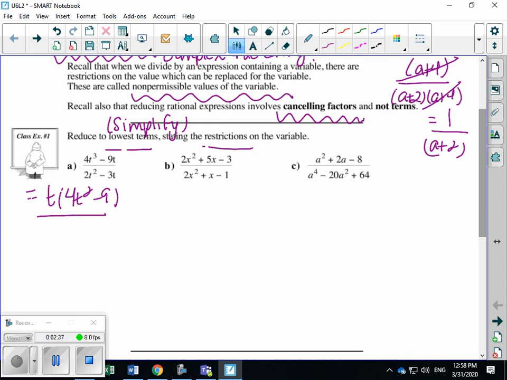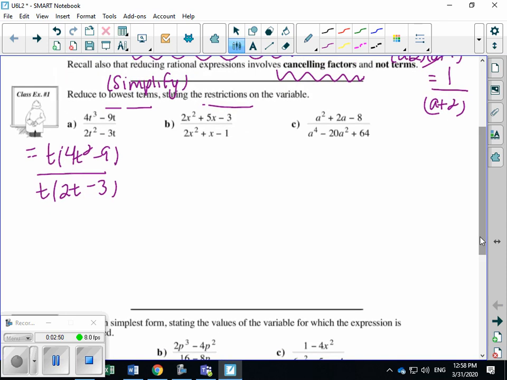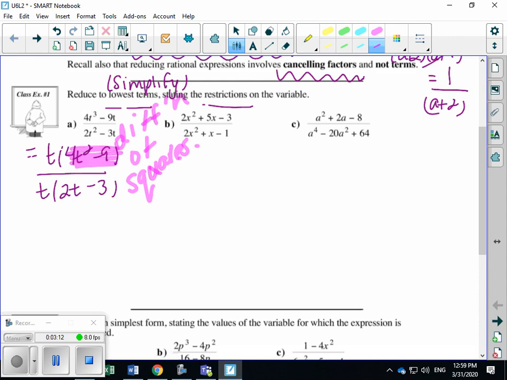All divided by, what can I do to the bottom? I can also take out a t. So I'm left with simply 2t minus 3. Now, do we think we're done with factoring? We're not done yet, because what do you notice about 4t squared minus 9? If I highlight this one right here, this is a difference of squares. So you have to keep factoring. It's not factored all the way.